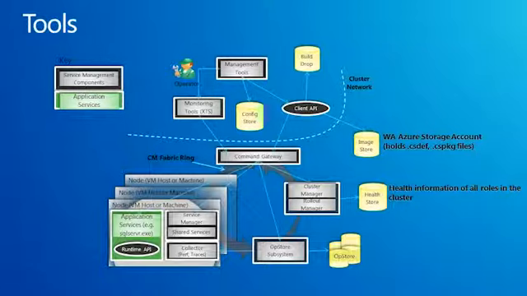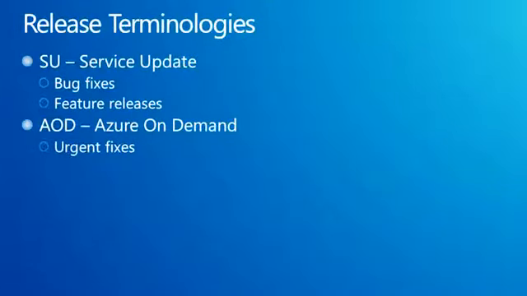These items can include such things as service binaries, data packages for these service binaries, or configuration files for the services. Presented is an example of some release terminologies used by SQL Azure. An SU refers to a service update. A service update can include bug fixes or it can include feature releases. A service update is typically issued once a month.